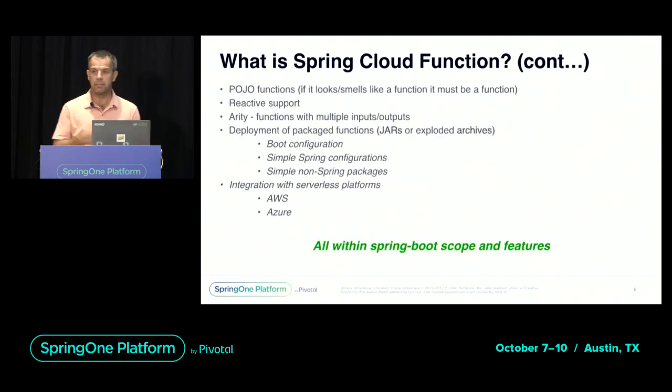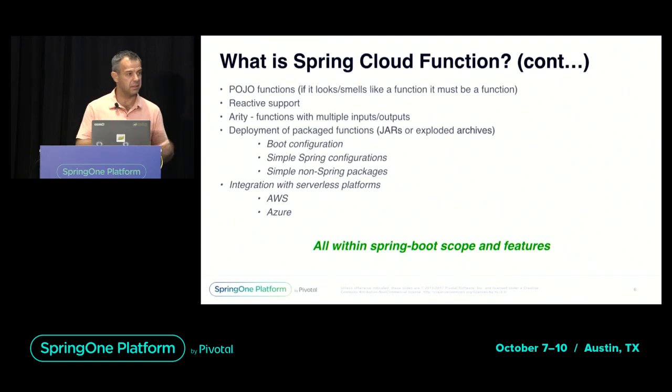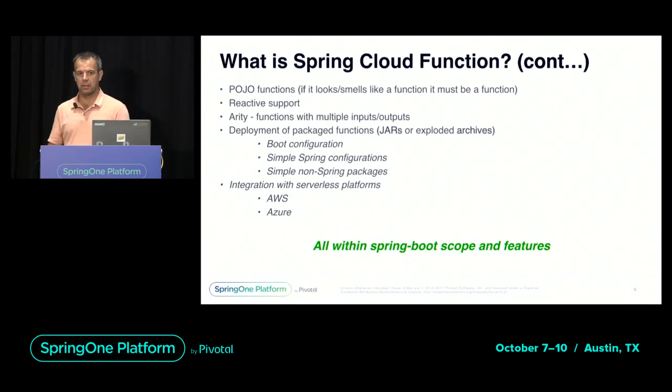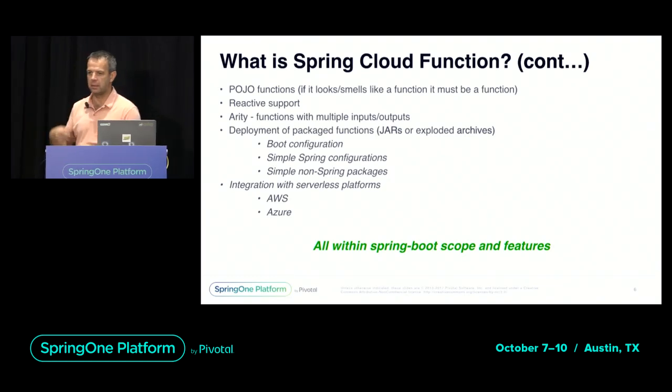What else? POJO function, that's a new feature. So basically duck typing: if it looks and smells like a function, it's a function, right? In other words, while we're promoting implementing everything as a function, that doesn't necessarily mean you have to say my class implements Function. If you follow the convention, meaning if it's a functional interface, essentially a class with one public method that, let's say, returns a value and takes a value, we'll treat it as a function.